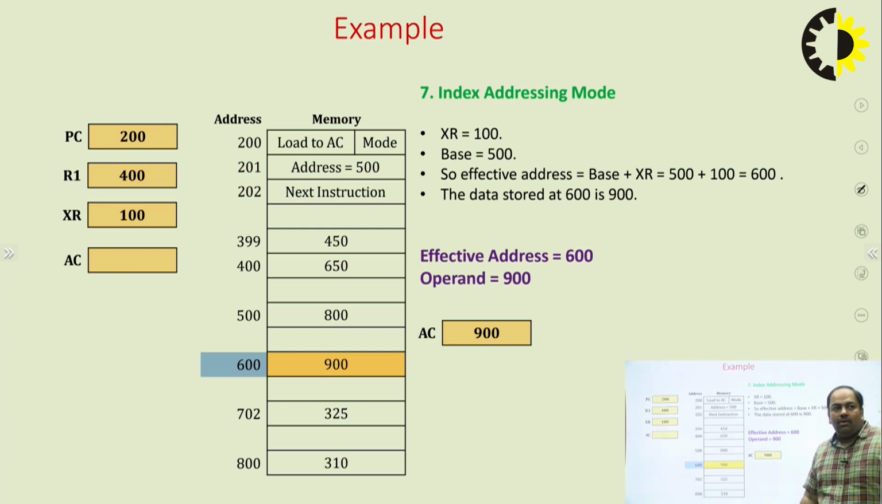Next, index addressing mode. In index addressing mode, we use the index register. The value of the index register is given as 100. The base address is 500. So the effective address is equal to base address plus index register, which is 600, and the operand value stored at the address 600 is 900. So the value of the operand using index addressing mode is 900, and the value of the accumulator is 900.